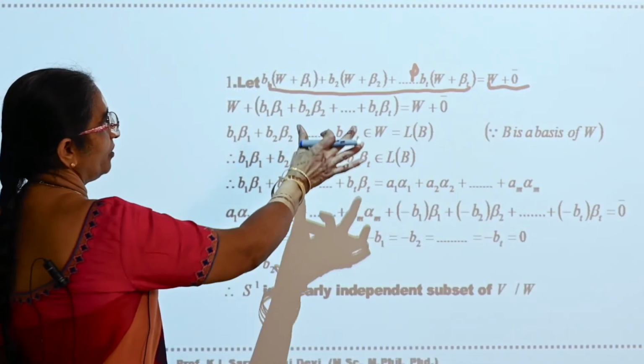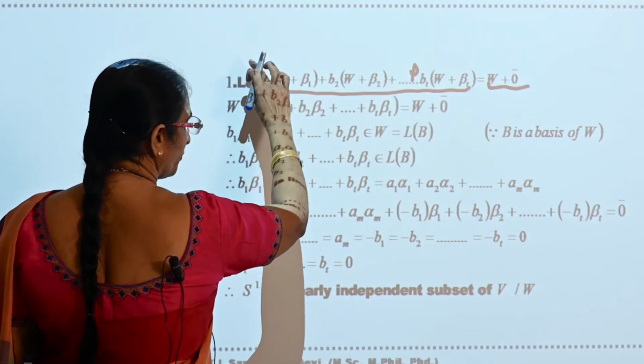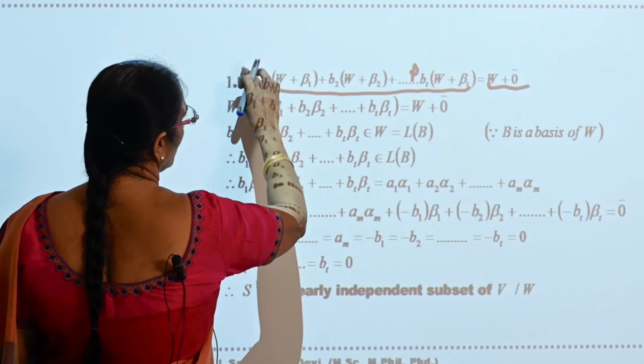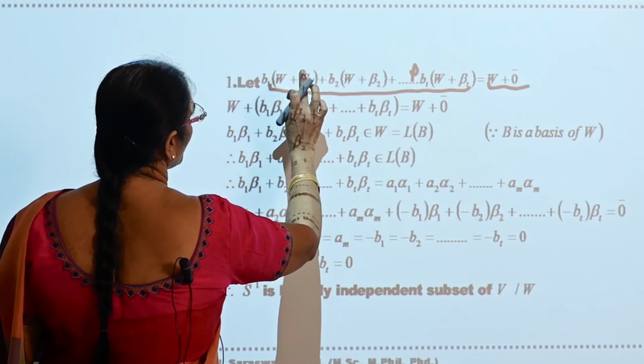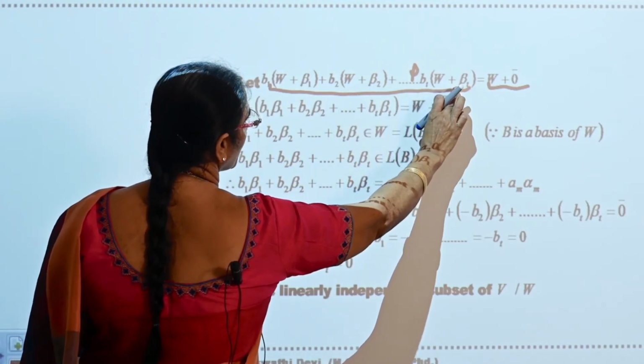Now according to the definition of coset operations, the first is coset scalar multiplication, so you will write it as W plus b1 beta 1, W plus b2 beta 2, and so on, W plus bt beta t.